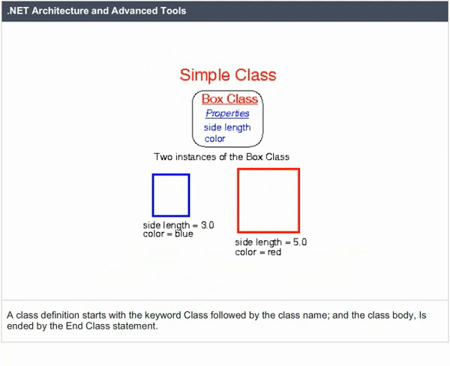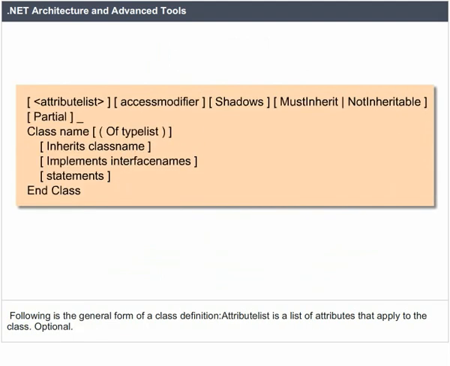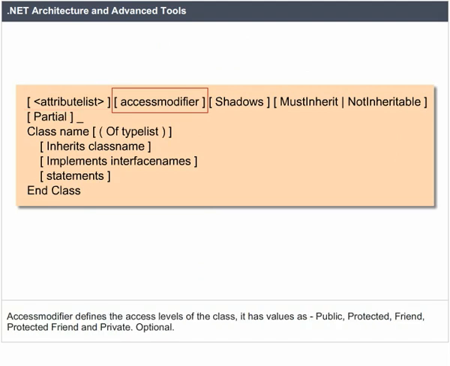A class definition starts with the keyword Class followed by the class name, and the class body is ended by the End Class statement. Following is the general form of a class definition. Attribute list is a list of attributes that apply to the class, optional. Access modifier defines the access levels of the class. It has values as Public, Protected, Friend, and Private, optional.